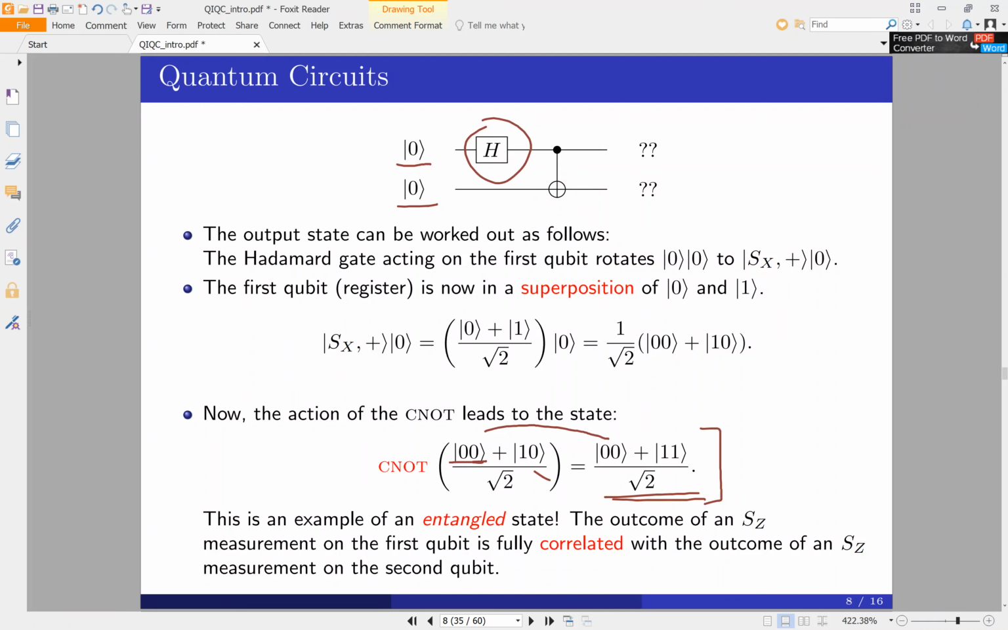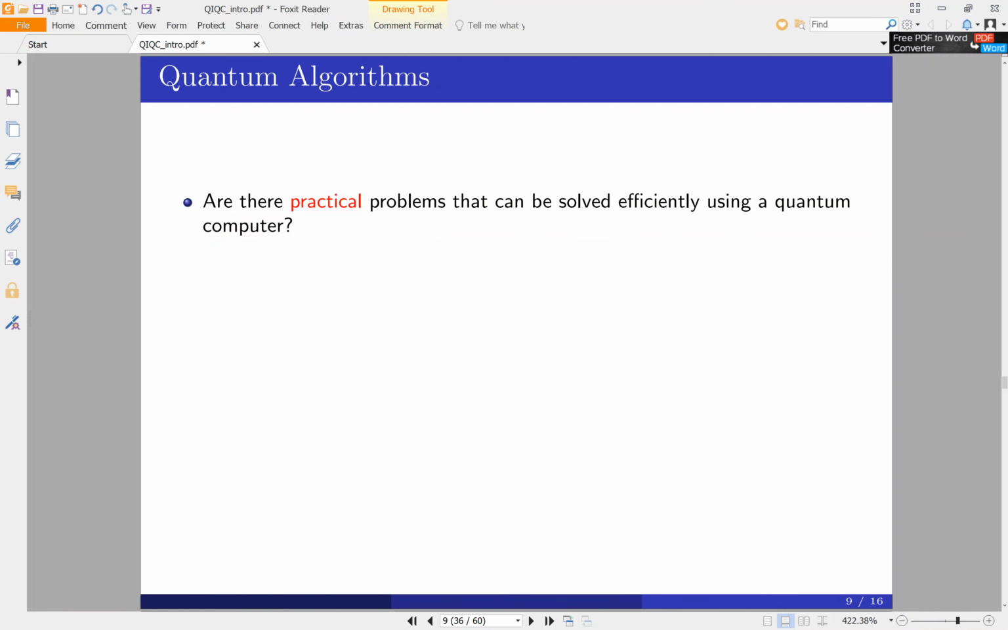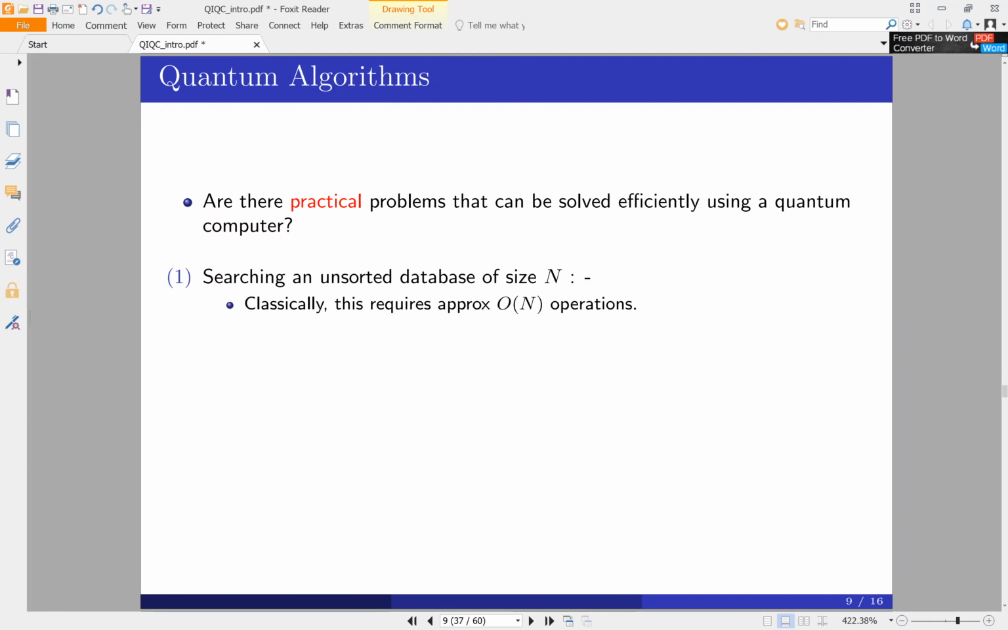Right? So I just want to conclude this computing section with a quick mention of two quantum algorithms. There are indeed practical problems that can be solved efficiently using a quantum computer, and two such classic problems which brought the idea of quantum computing to the limelight are the quantum search algorithm and the quantum factoring algorithm.